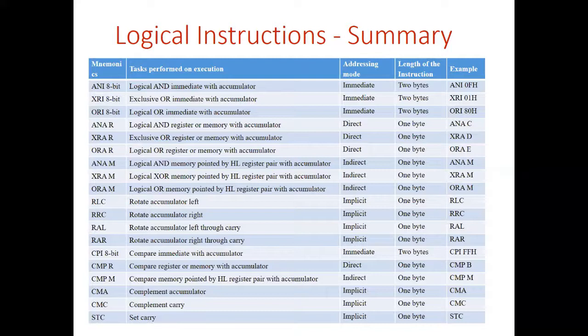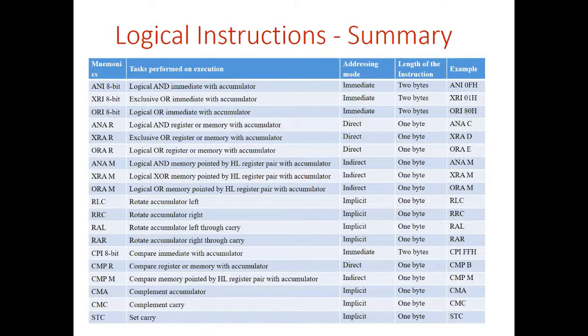Okay, other instructions are compare instructions. The compare instruction is available, and what you can perform using it is very important. This is used for comparing the magnitude of two binary numbers. These instructions compare the accumulator content with the operand specified in the instruction.